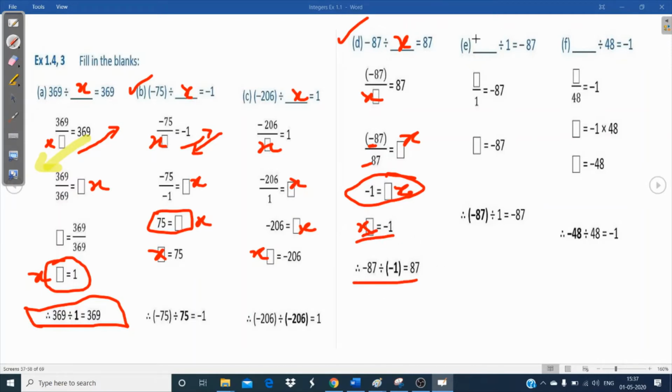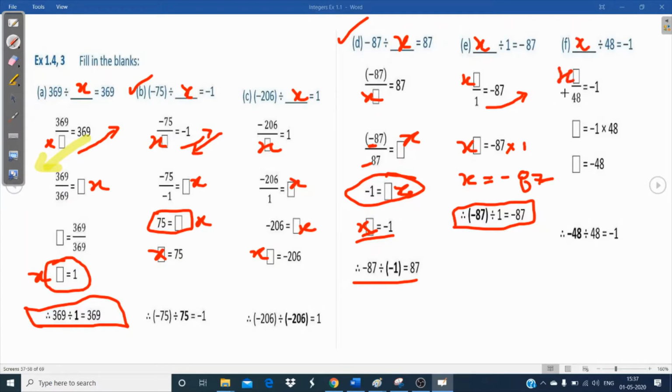Now in the next part, again let's take this unknown integer as x. So x divided by 1. What you are getting? Minus 87. So leave this x here itself in the numerator, and again this will be cross multiplied because we have to find the value of x only. Now the 1 which is there in the denominator will go in multiplication. So minus 87 into 1. What you will get again? x equal to minus 87. So minus 87 divided by 1, what you will get? Minus 87 only.